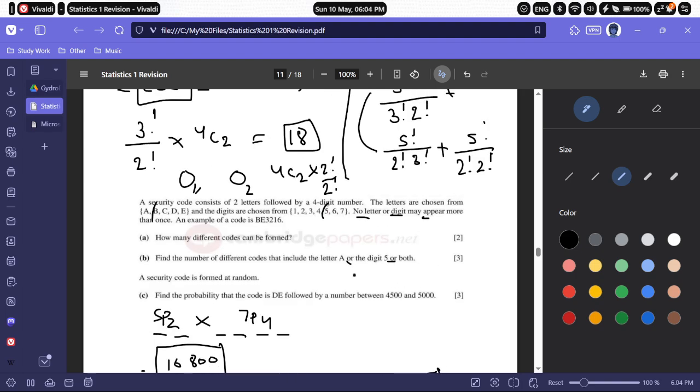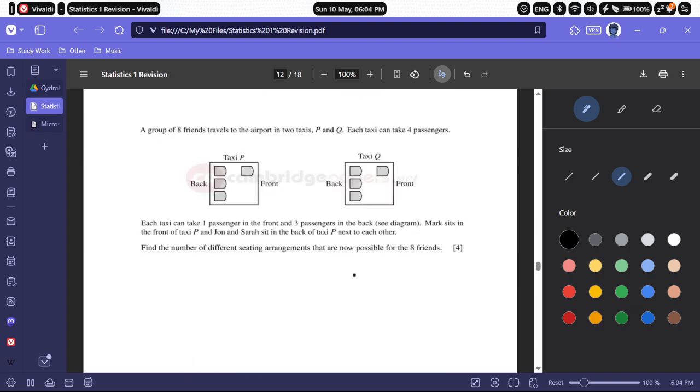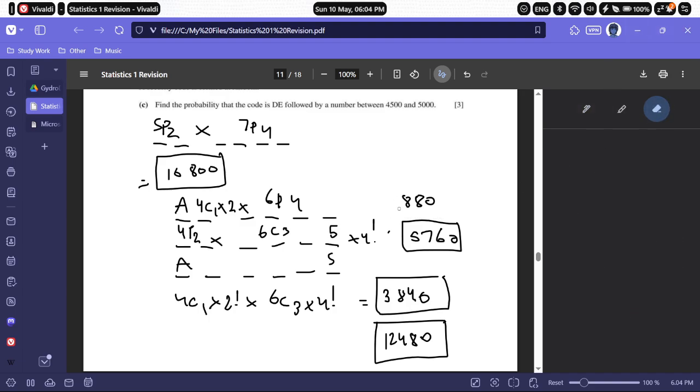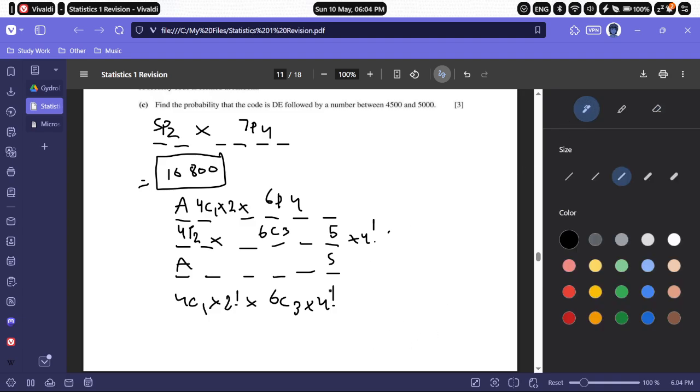Okay, what else? Now in part C, you have to find the probability that the code D is followed by a number between 4500 and 5000. Again, I do not have space. I'll erase this part. Let me just do this. 12480. Let me divide the space for the third part.